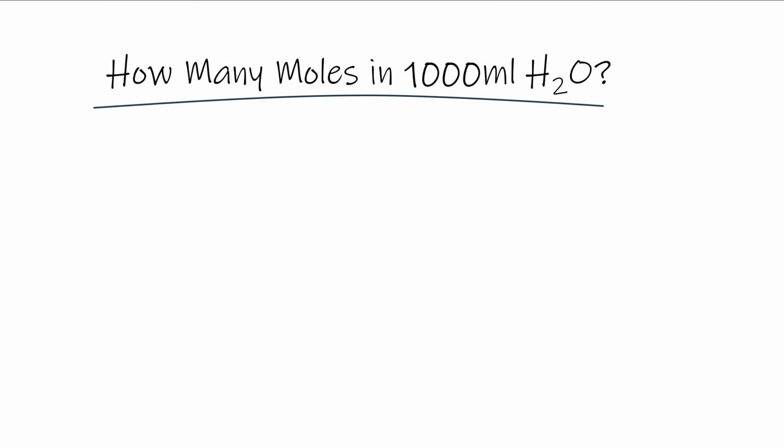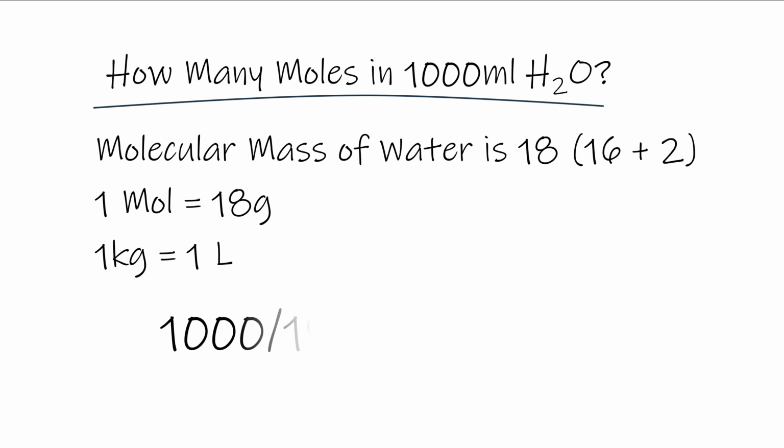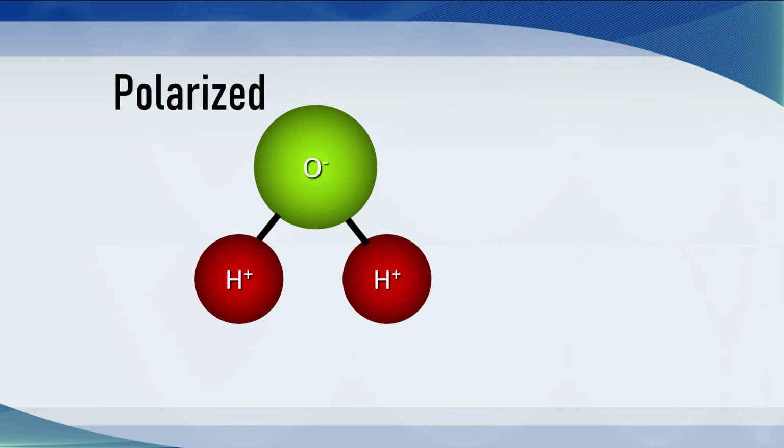So how many moles is there in 1,000 mils of water? The molecular mass of water is 18, as I've mentioned, and 1 mole therefore is 18 grams. If 1 kilogram is 1 litre, then 1,000 divided by 18 is 55.5 moles. So there's a lot of water in water, and I'll get back to that in a second. This is very important to understand. Do you ever wonder why there are droplets of rain, why you can swirl a glass of water, why the sea is the sea?